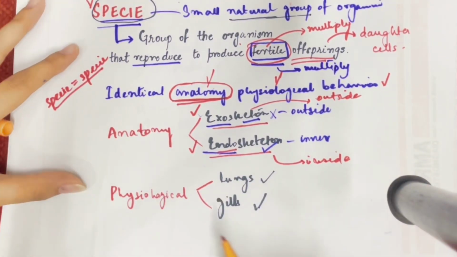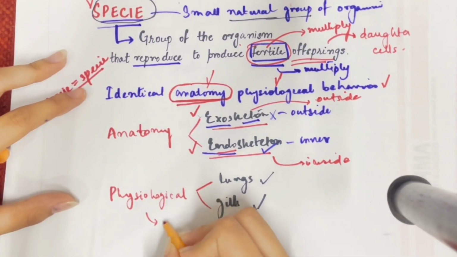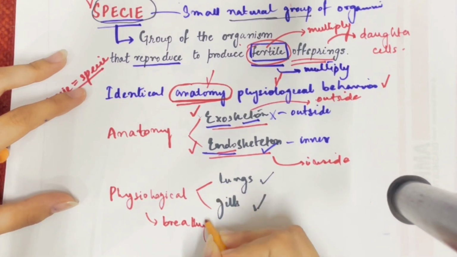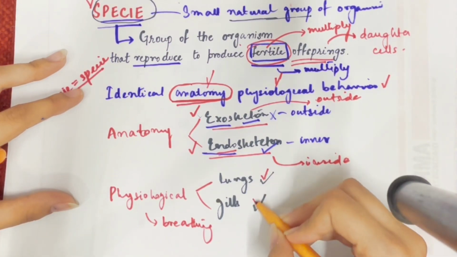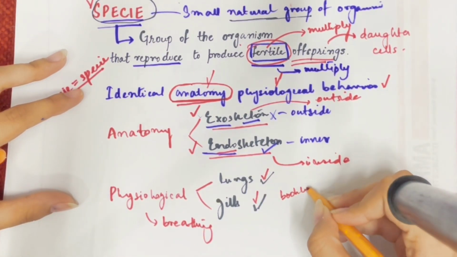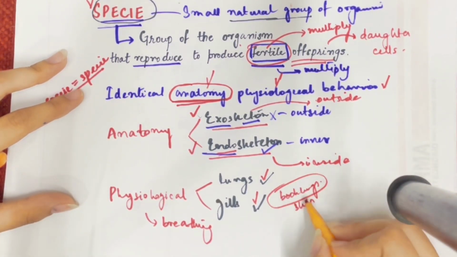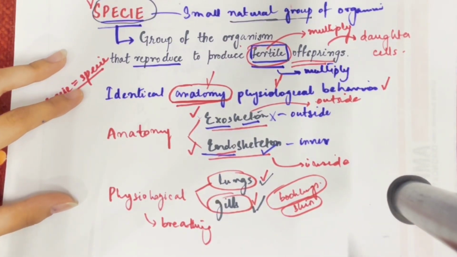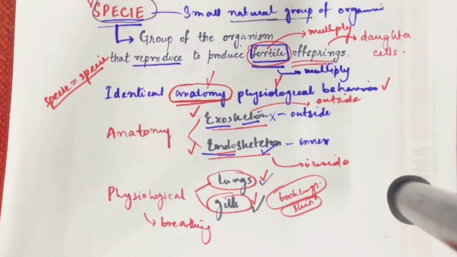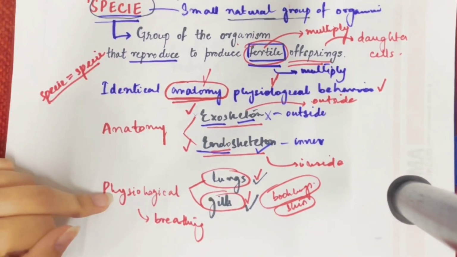Now, in physiological behavior, one example is the phenomenon of breathing. How does a species breathe? A species can breathe by lungs, or by gills, or by book lungs or any other organ, or it can also breathe by the skin. These are a few examples of breathing, but it depends on the species how it takes in oxygen. This is the basic concept of species and how it is similar anatomically and physiologically.